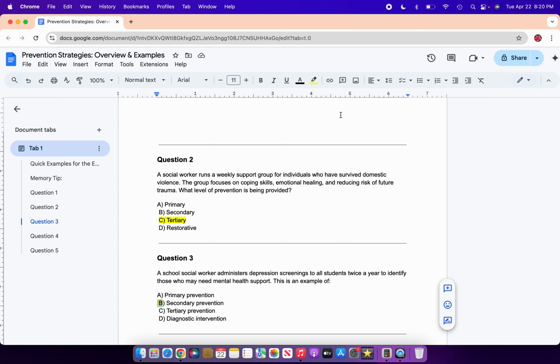When we think of secondary, remember I said secondary screen, tertiary treat, primary prevent. So we are screening to detect early and to intervene early. That is why B is the correct answer. Let me highlight the whole thing.